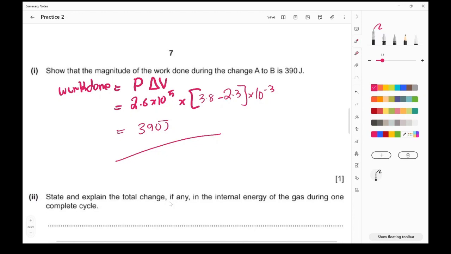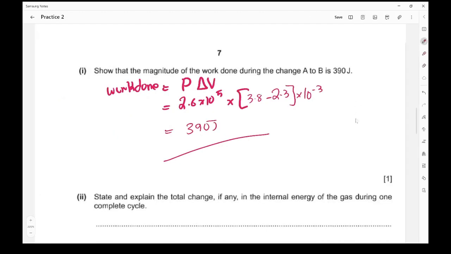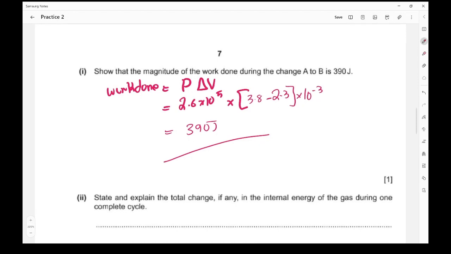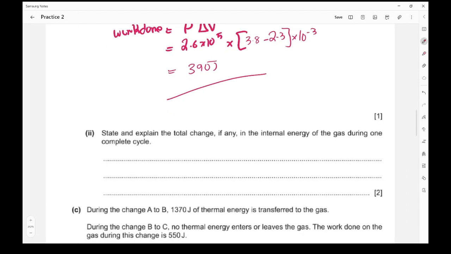State and explain the total change, if any, in the internal energy of a gas during one complete cycle. No, there is no change. So I'm just going to be writing this down. No change in internal energy.